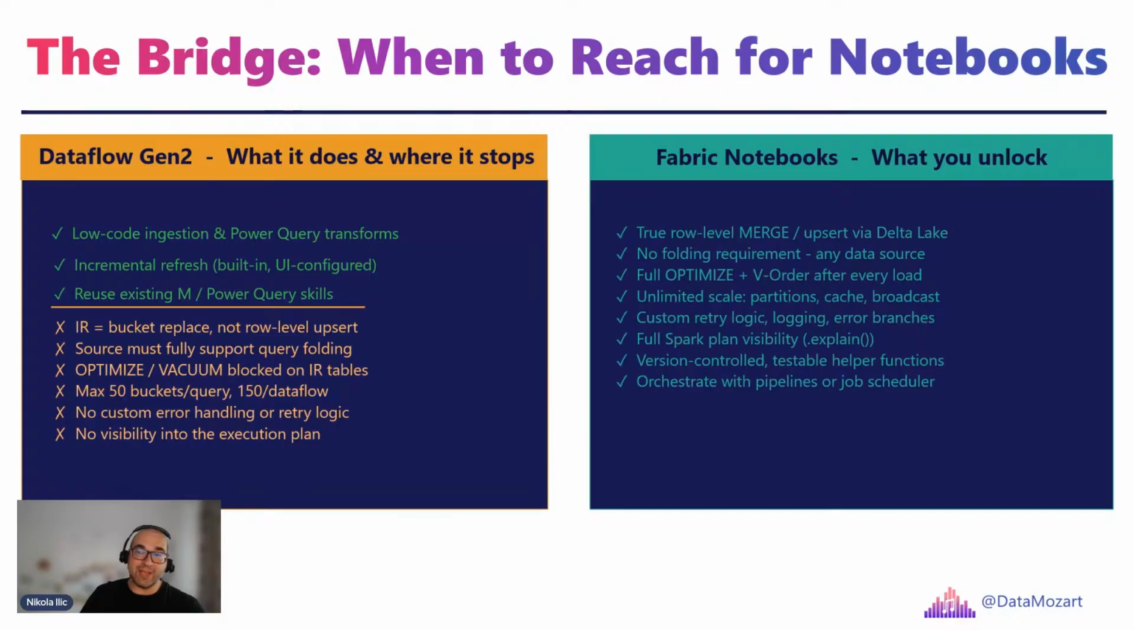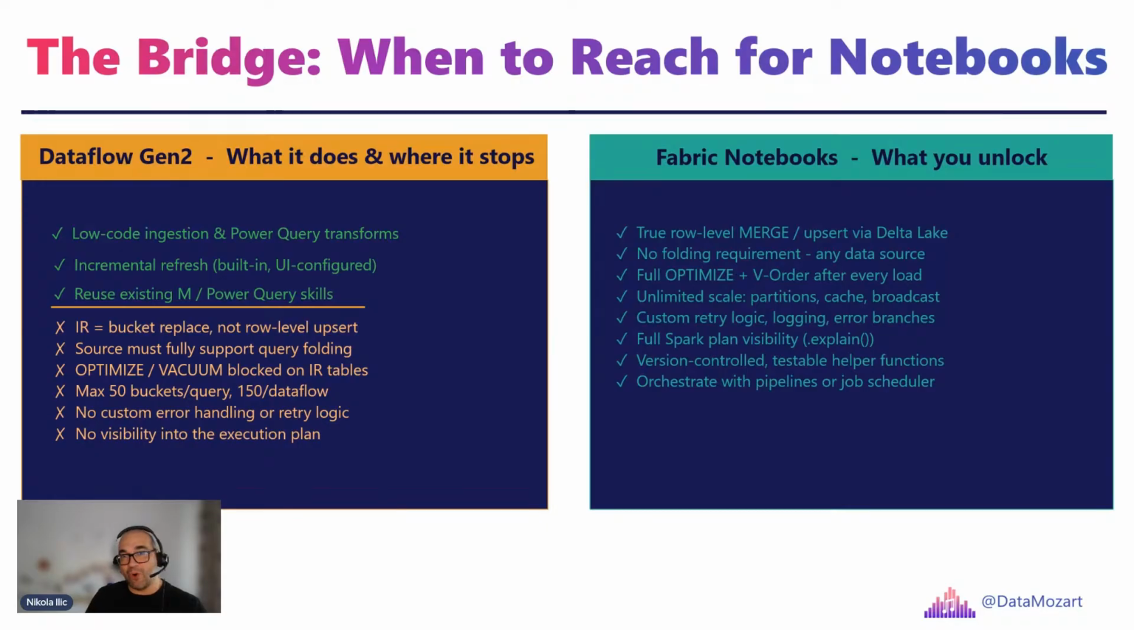So to start, data flows are a great solution for low code ingestion, Power Query transformations, and incremental refresh, all of which you can configure in the user interface. But they have some hard limitations. For example, incremental refresh uses bucket level replace, not row level upsert. I will show you the difference later in a demo.